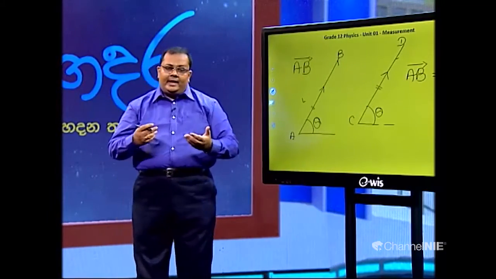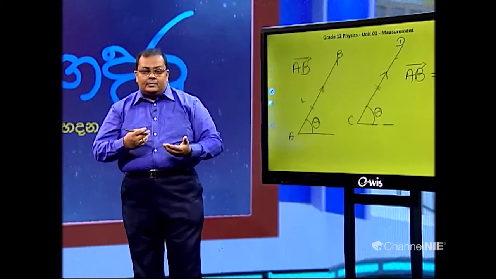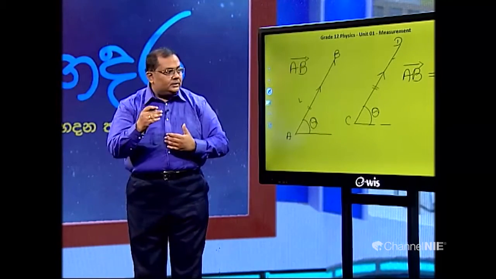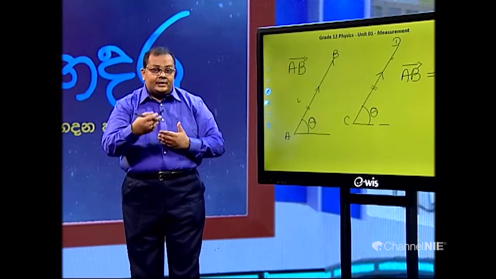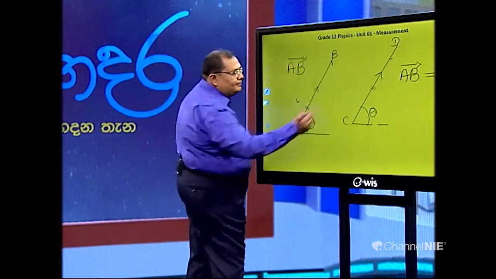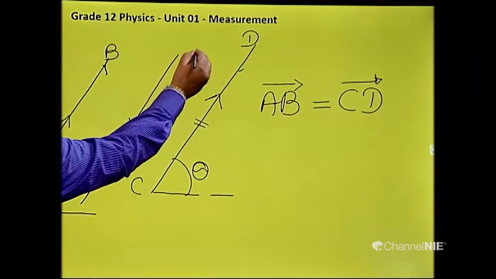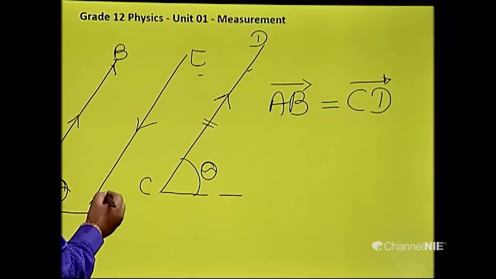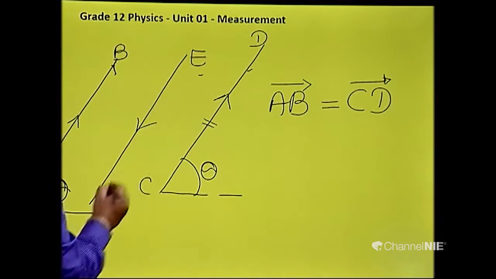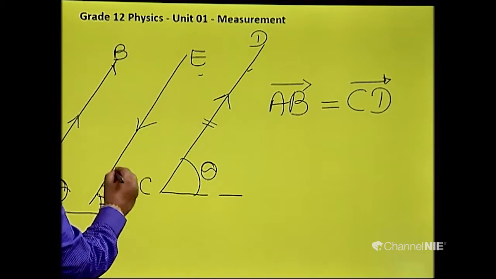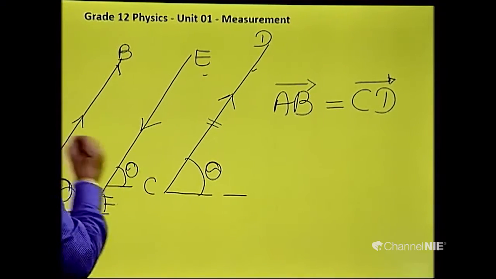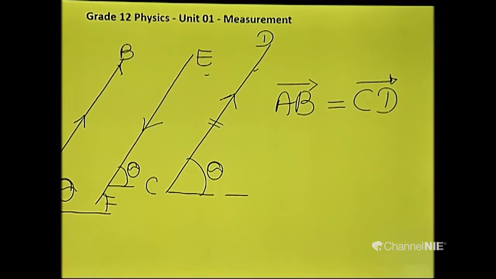And you should know opposite vector also. That means if you have another vector, right, which has the same magnitude but in direction it's opposite. For example, this one. Same angle, same magnitude, but in the opposite direction. Then how do you write that?